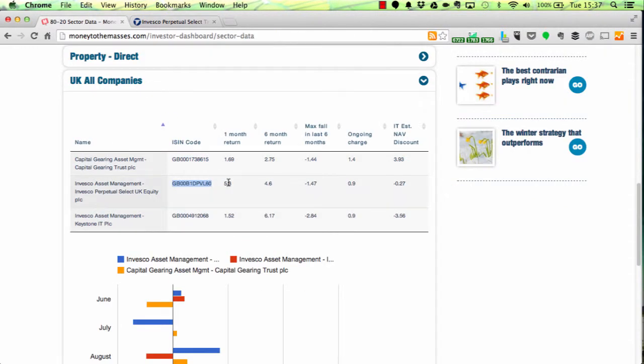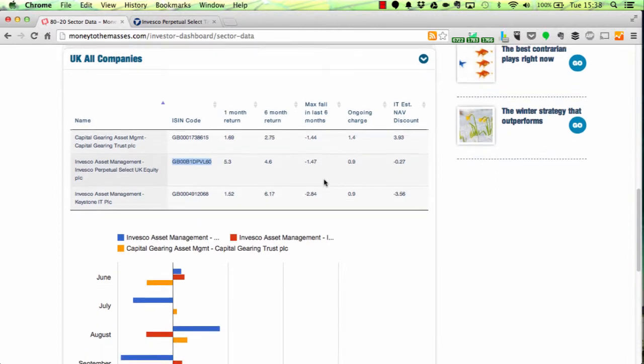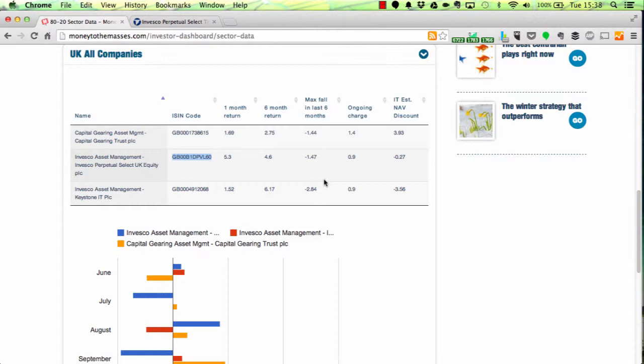But let's go back to 80/20. We've got the 1 month return, the 6 month return, and we've got the max fall in the last 6 months. So what was the worst case scenario you would have had if you'd bought at the peak and then sold out on the low. But what you'll notice is that in these sections, the ongoing charge is much lower than on unit trusts. So trying to conserve charges and actually conserve your money, cheap charges is better, especially if it's a good opportunity.